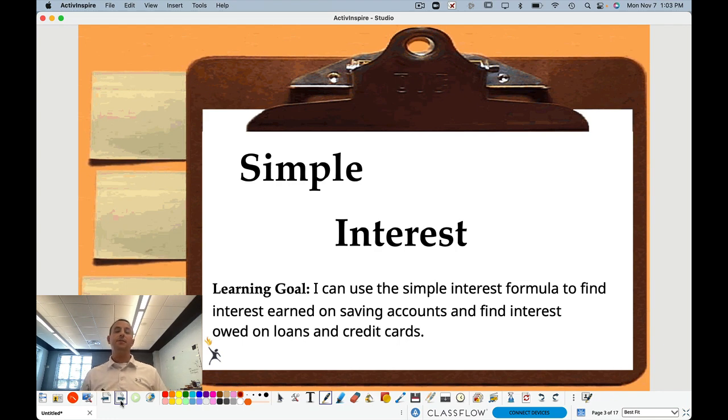Eventually, we get to talk about something in your later classes called compound interest, where they take what you owe and add it to that every single time. Simple interest is just exactly what it sounds like. How much would I make over a certain period of time?